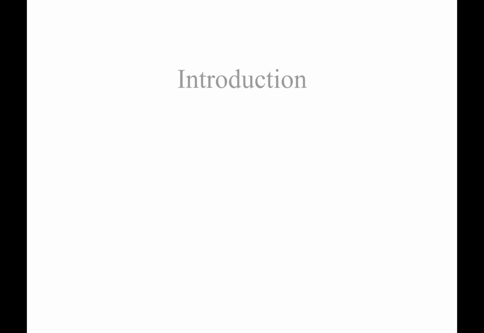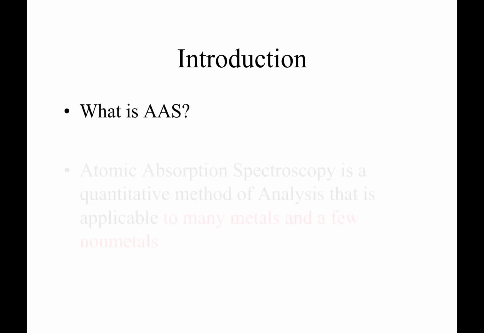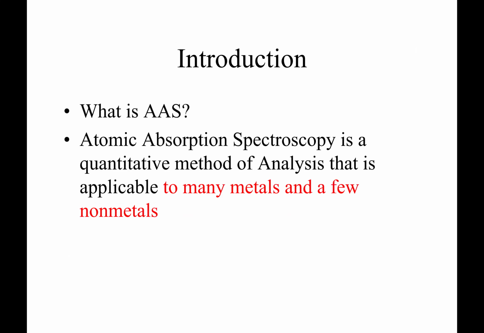Here is the introduction. What is AA? We know it's atomic absorption spectroscopy. It's a quantitative method. It can be qualitative, but we use it most often as a quantitative method of analysis. It's applicable, notice what I've said here, to many metals and a few non-metals. Please note what AA is good for: it is used for measuring metals mostly. There are a few non-metals that we can measure with AAS.